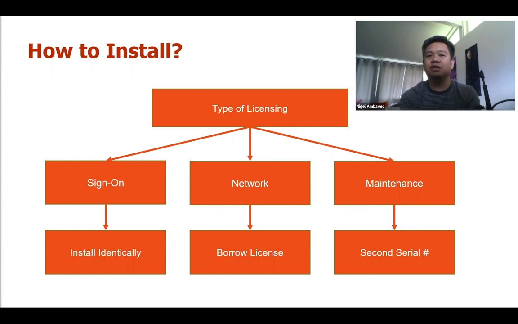So let's start on the left here. If you have single user sign-on licenses, you simply go into your Autodesk account, download and install it identically as you did in your home or as in your work computer. It's the exact same process. You install it, you sign in, and you can use your application, much like you are at your office.